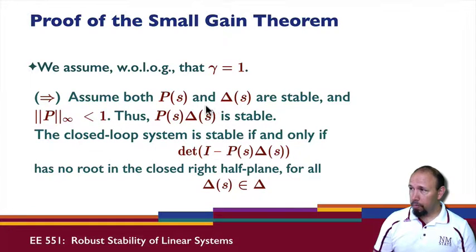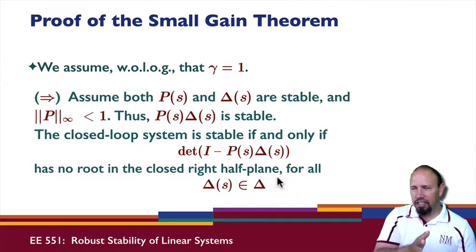So assume now that P and delta are both stable and the infinity norm is strictly less than 1. Then P and delta, the product, is also stable. The closed loop system then is stable if and only if this determinant has no root in the closed right half plane, that is, in the right half plane plus the axis, for all delta in the uncertainty set.